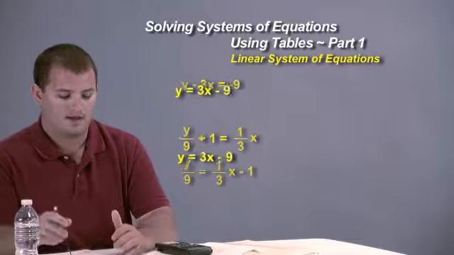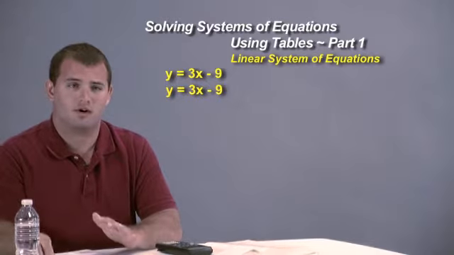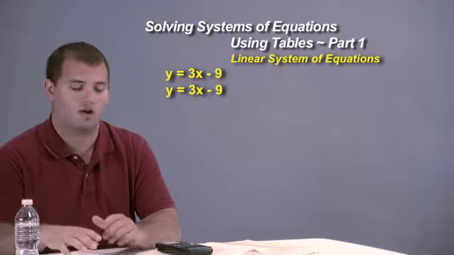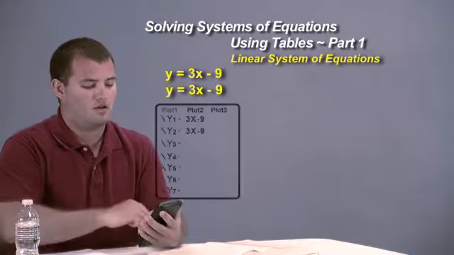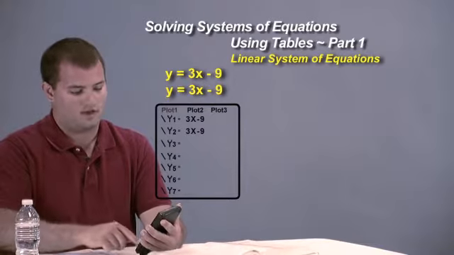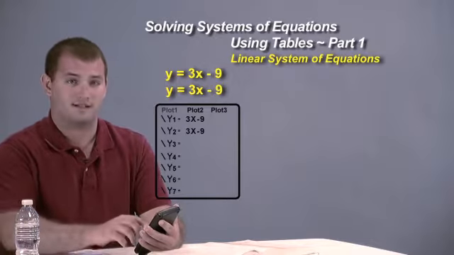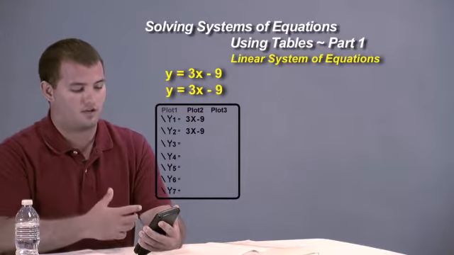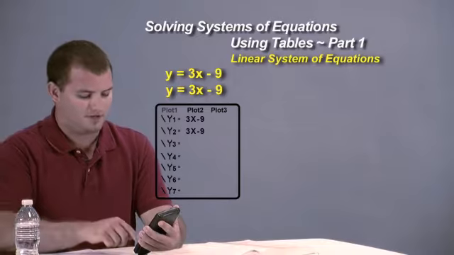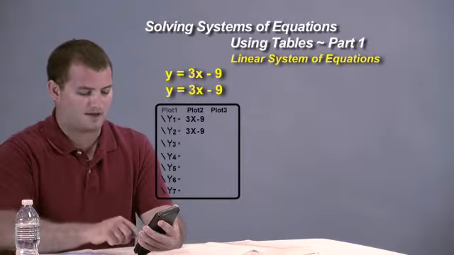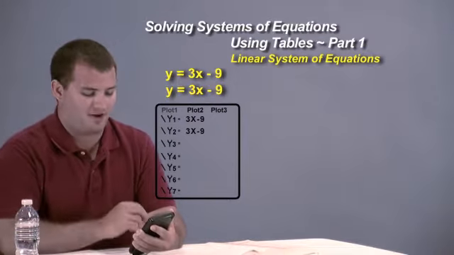Okay? Now that both equations are in y equals form, we can put them into our calculator, and let's do so right now. So we'll push the y equals button. We'll have 3x minus 9 as our first equation, and then our second equation is the same, 3x minus 9. We're going to look at the graph now.